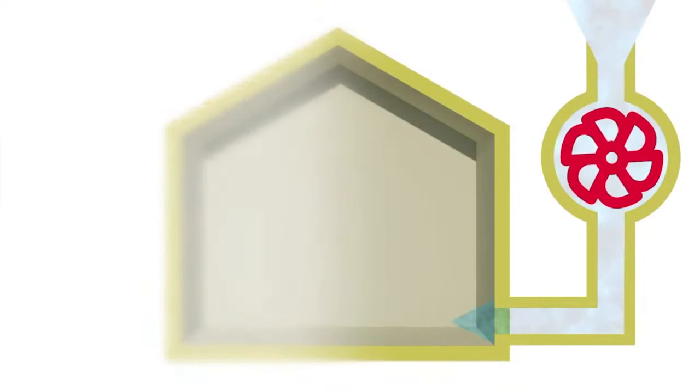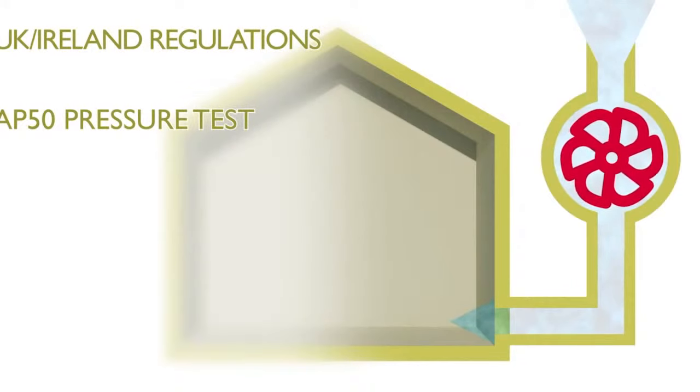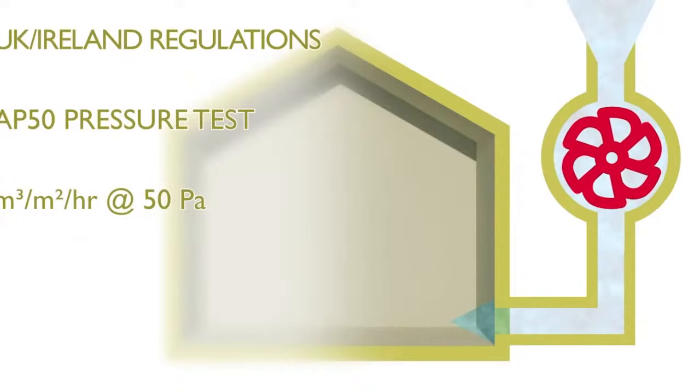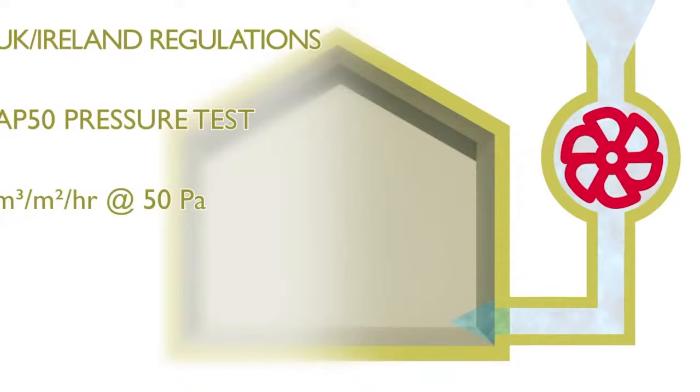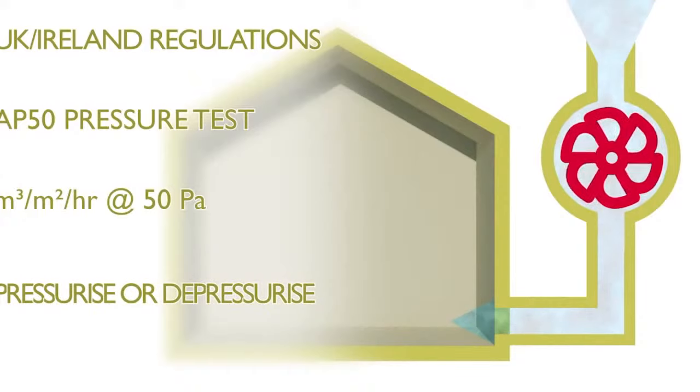differences. The UK building regulations use a pressure test known as AP50, which is the volume of air in cubic metres that flows through the building fabric area in square metres in 1 hour when a reference pressure of 50 pascals is applied. This pressure can be applied in either direction, by pressurising or depressurising the building.